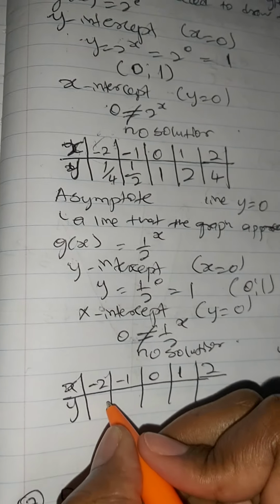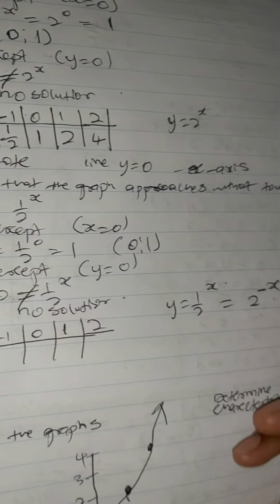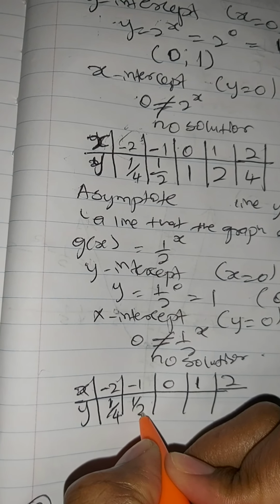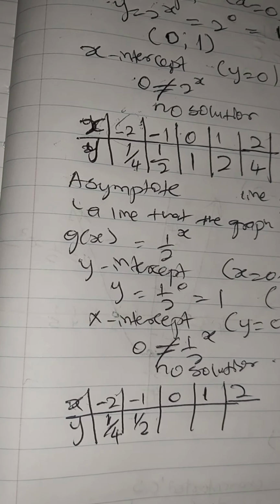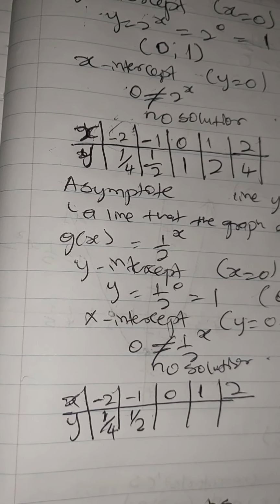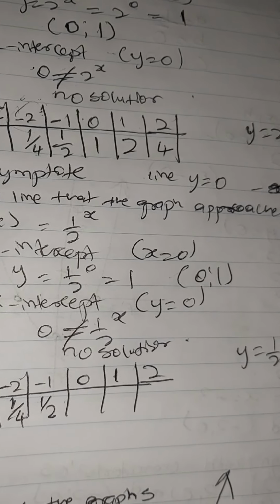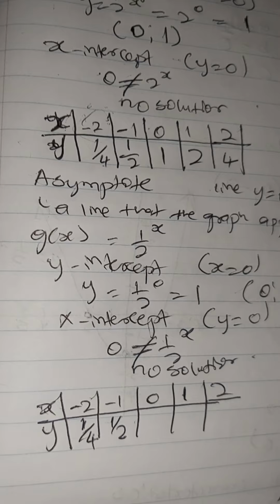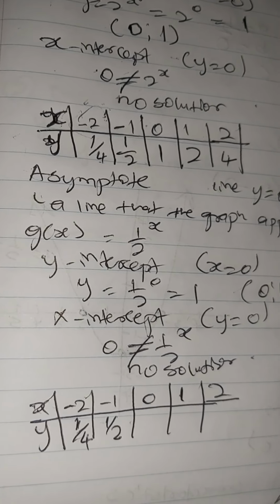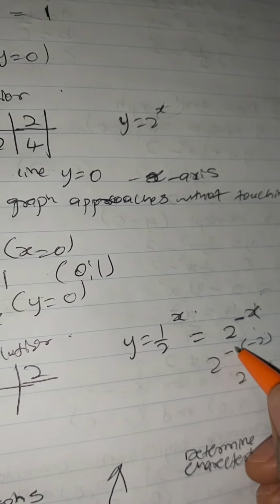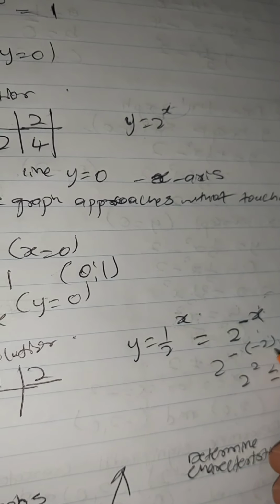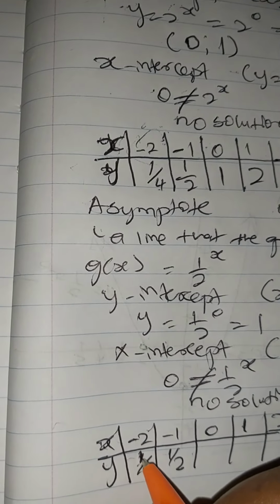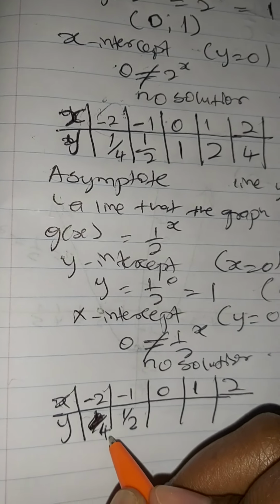Therefore, we're going to have 1 over 4 here. We replace minus 1, which gives us 1 over 2. Am I right? No, let's see. Wait. It's a minus. Okay, I'm not doing it right. So let's start with minus 2. If we put minus 2 here, x is minus 2, so 2 exponent minus x is 2 exponent 2. Then you've got 4. Therefore, here we've got 4, not that.